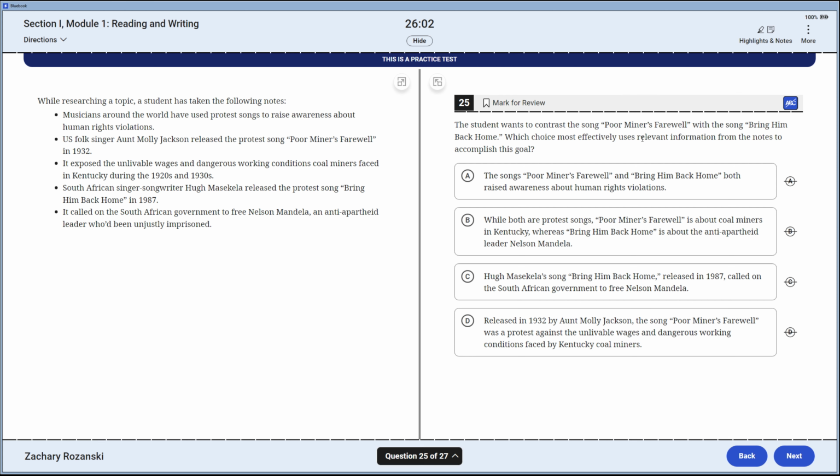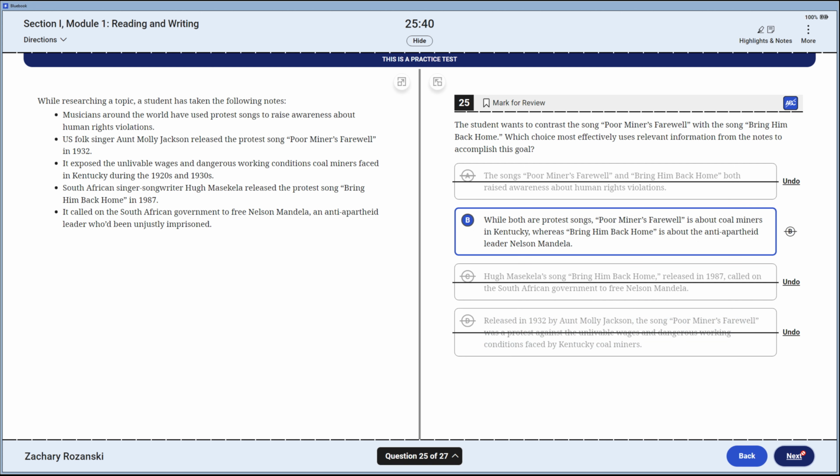Finally, onto these easy peasy notes. Six minutes down. We want to contrast these two songs. The song This and This both raised awareness. This seems to be a similarity. While both are protest songs, there's a similarity, but then it shifts to this thing, whereas, double contrast. I love this. Bring Them Home, released in this. This is just a singular idea. There's no contrast here. And this one is wrong for the same reason that C is wrong.